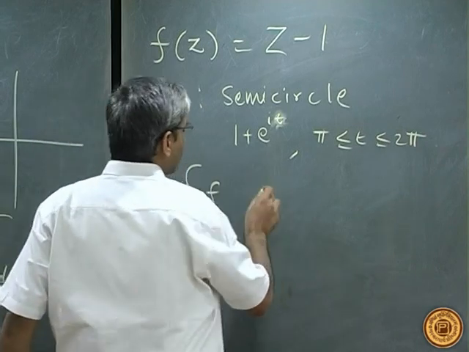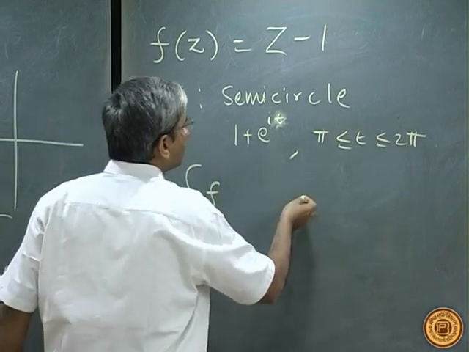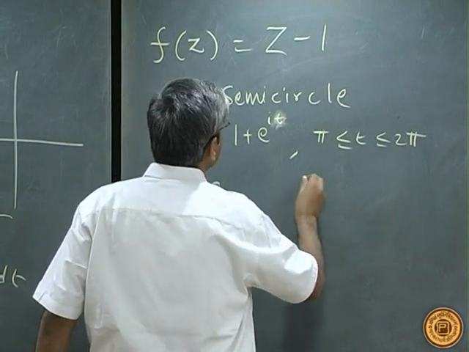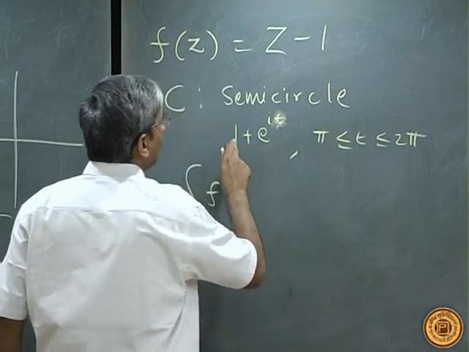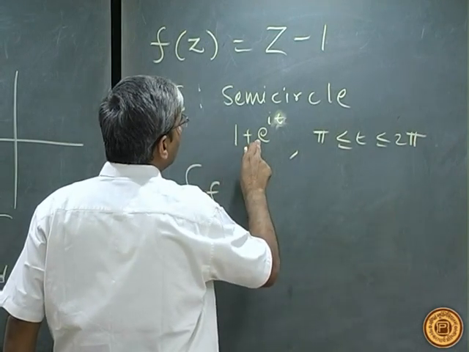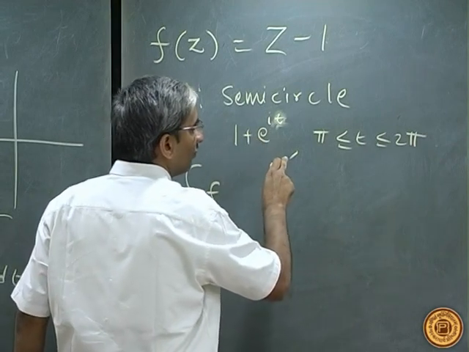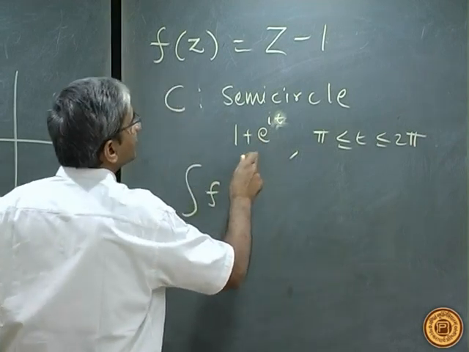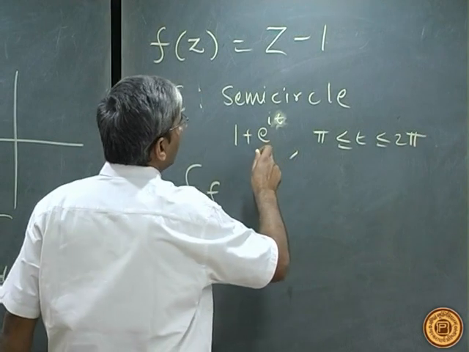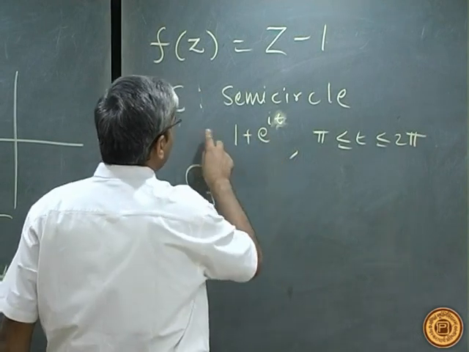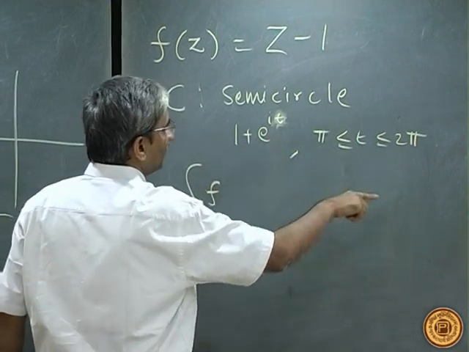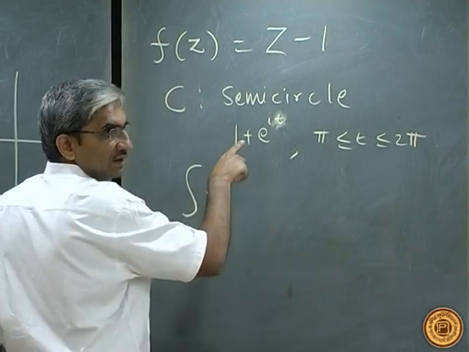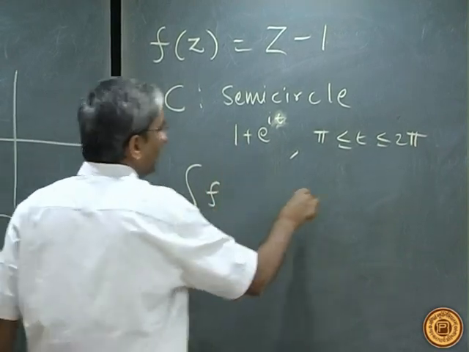For convenience, let us see how this contour is drawn. It is a circle with center at (1, 0) and radius 1. So |z - 1| will be equal to 1. So it is a circle with center at 1 and radius 1.